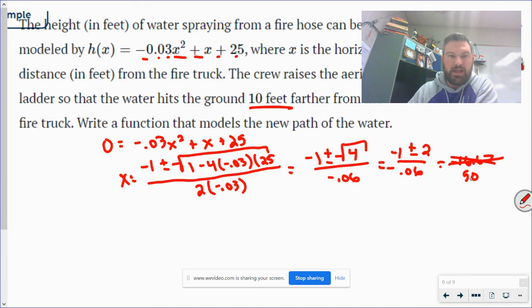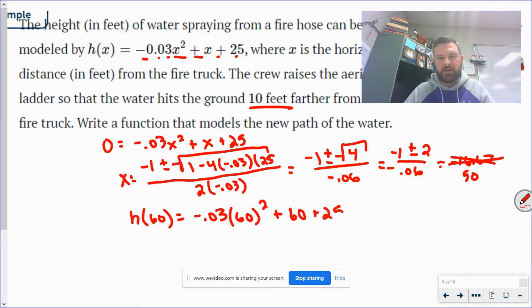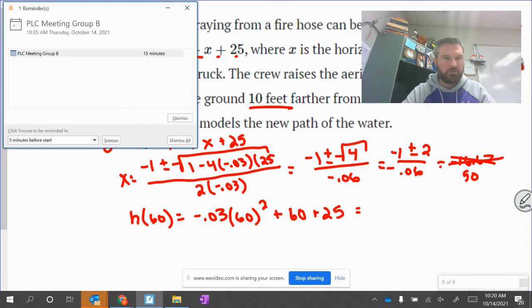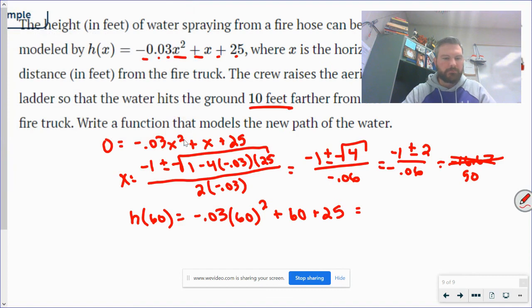Okay, but I need it to be at 60. So I need 10 more feet, which would be 60. So I need this thing to be hitting at 60. So in order to figure out how much this thing gets raised up, we need to find what h of 60 is right now. Okay, so I'm going to plug in 60. So negative 0.03 times 60 squared plus 60 plus 25 is negative 23. Okay, so when I plugged in 60, I see that right now it is at negative 23.